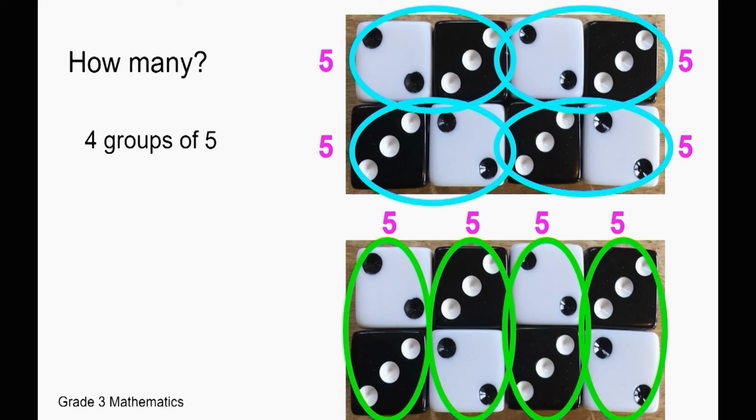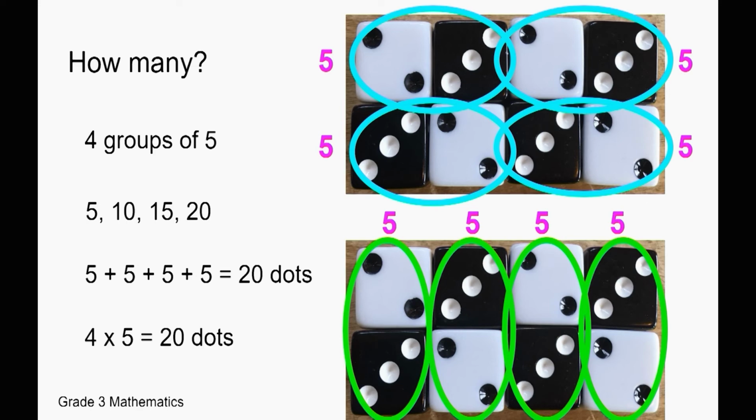You may have counted by 5s. 5, 10, 15, 20. How could we represent this with equations? Can you think of one or more? Maybe you're thinking addition. We can add those groups of 5 together. So 5 plus 5 plus 5 plus 5 to get to 20. Or maybe you thought about it as a multiplication equation. We have 4 groups of 5, so we can do 4 times 5 equals 20.